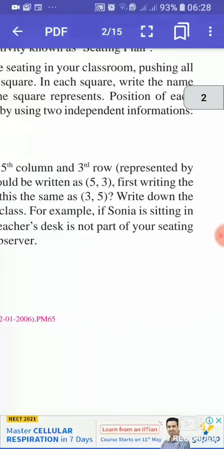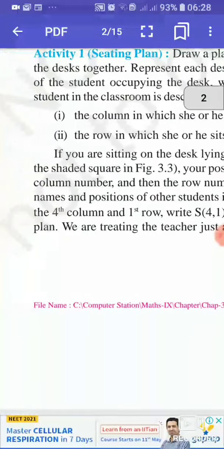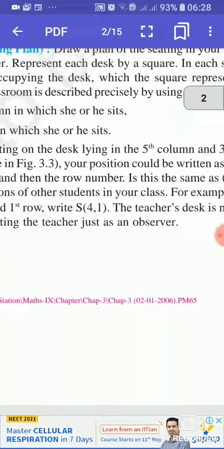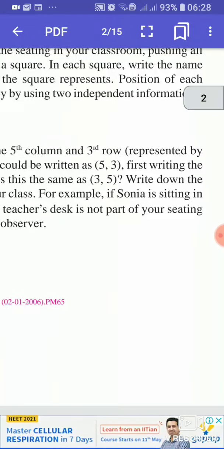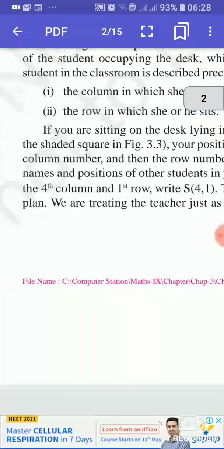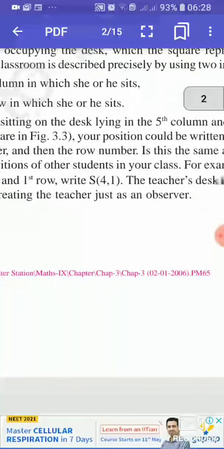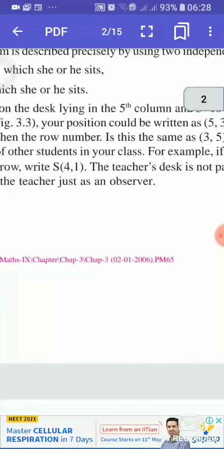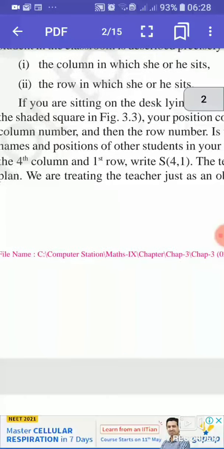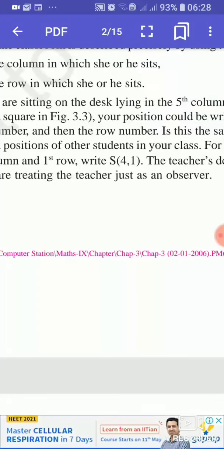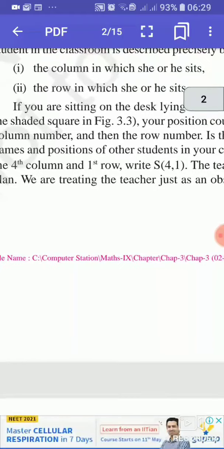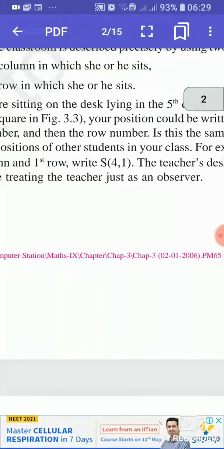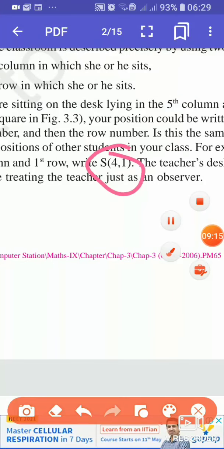First, write the column number, then the row number. This is not the same as 3, 5. Write down the names and positions of other students in your class. For example, if Sonia is sitting in the 4th column and 1st row, since the horizontal line is represented by the column and the vertical line by the row, write the position of Sonia as 4, 1.